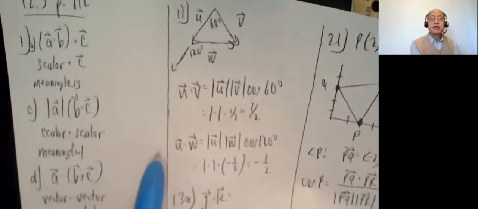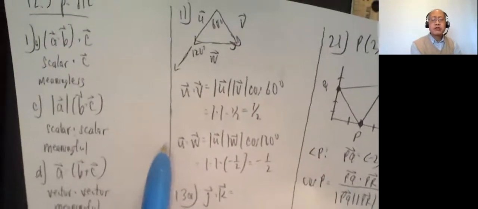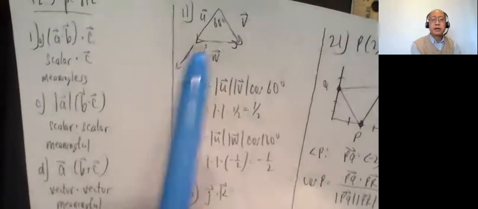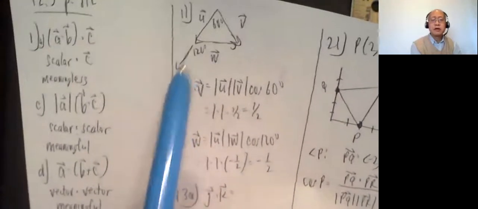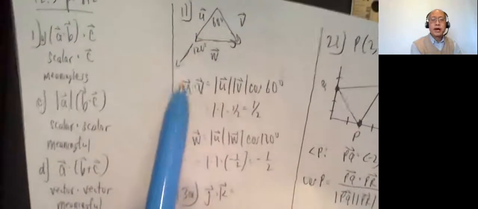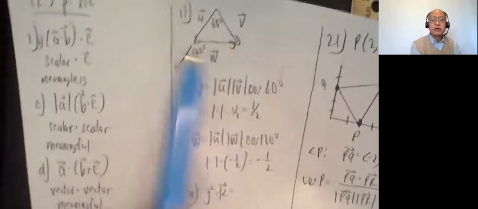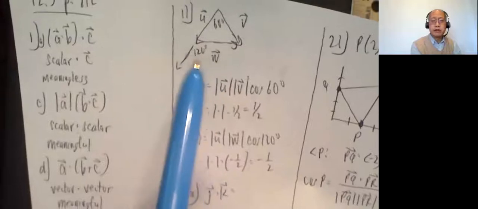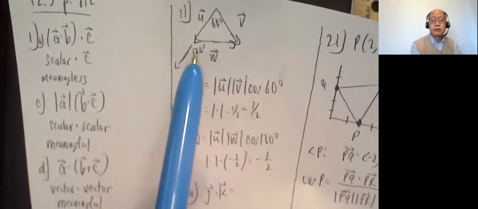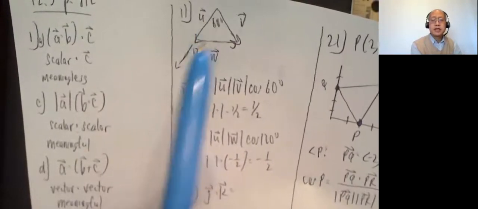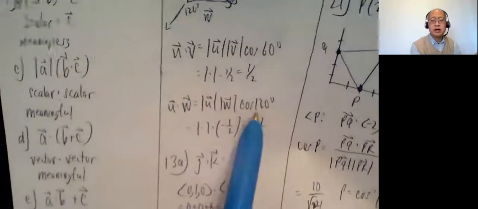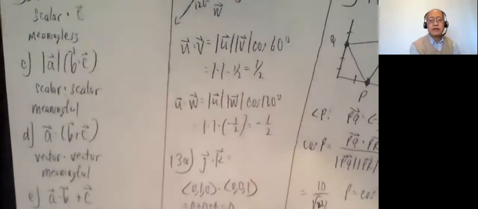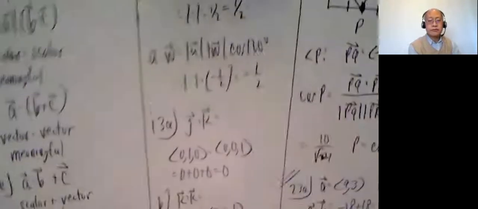U dot W is a little bit tricky. You have to get U and W to start from the same point. So what I do is I move the vector U down to here. If I move U down here, then the angle between U and W is 120 degrees, right? If this is 60, this is 60, which makes this 120. So U dot W is magnitude of U, magnitude of W, cosine 120, which is 1 times negative a half. Final answer is negative a half.